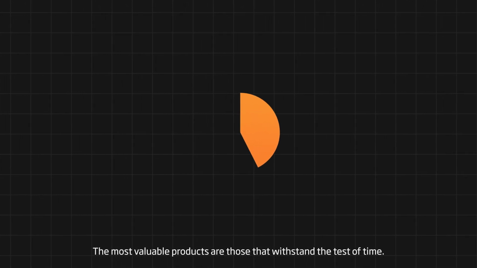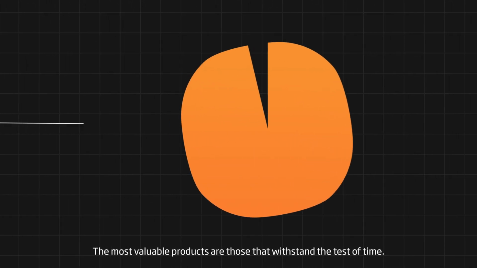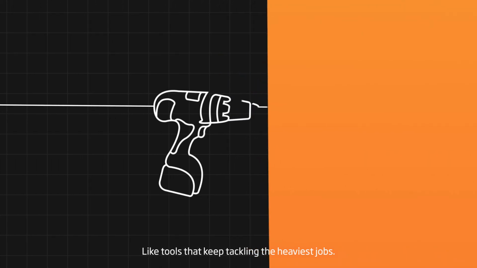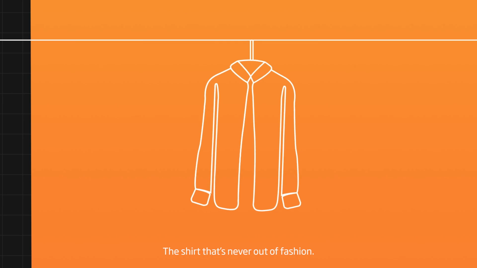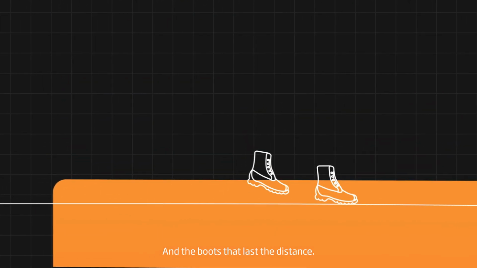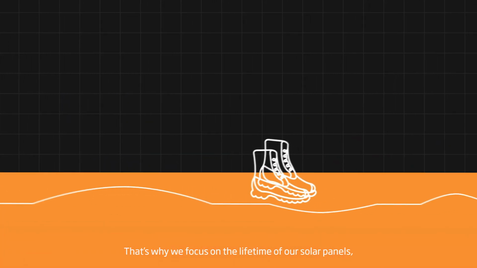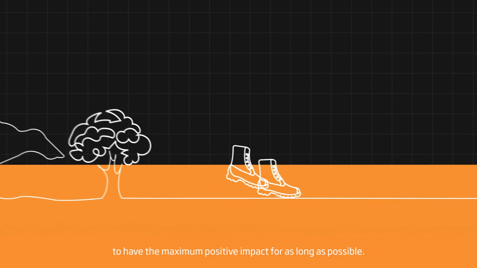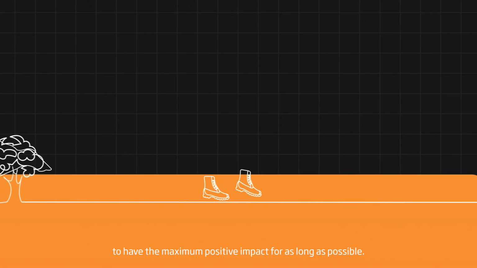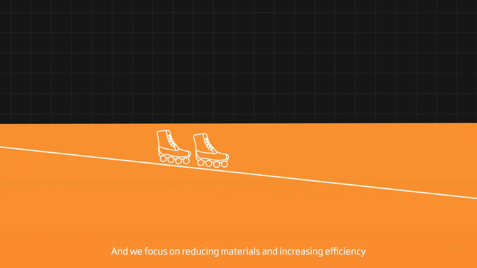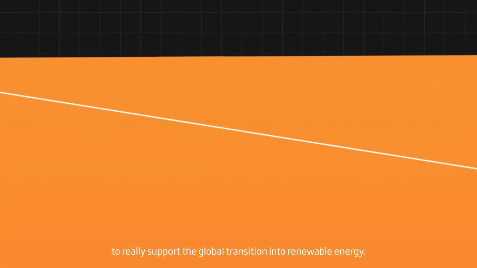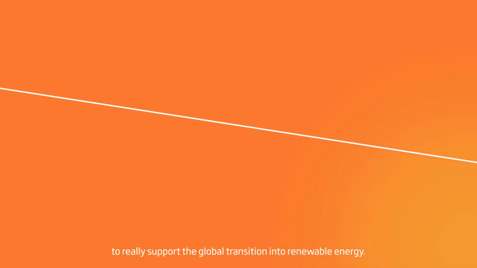The most valuable products are those that withstand the test of time, like tools that keep tackling the heaviest jobs, the shirt that's never out of fashion, and the boots that last the distance. That's why we focus on the lifetime of our solar panels, to have the maximum positive impact for as long as possible. And we focus on reducing materials and increasing efficiency to really support the global transition into renewable energy.